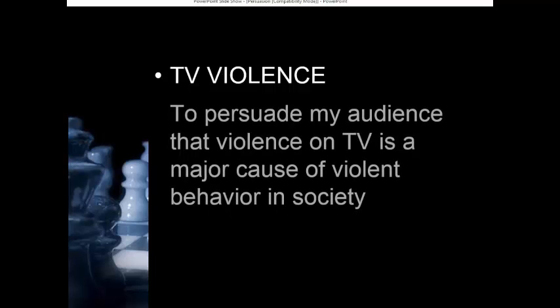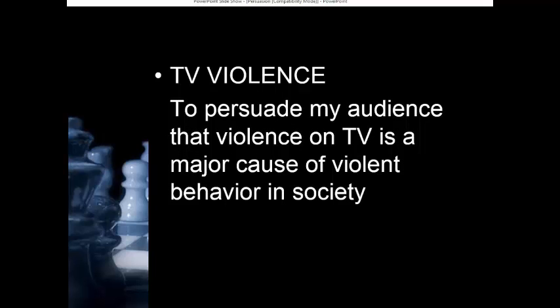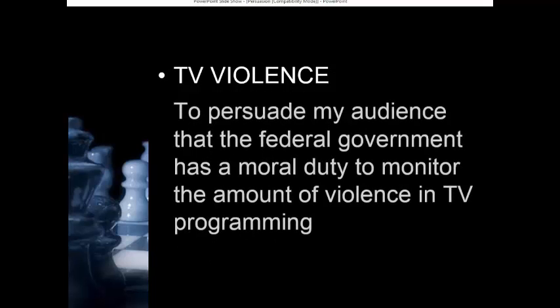Another topic. Say I want to talk about TV violence. To persuade my audience that violence on TV is a major cause of violent behavior in society, and this would be dealing with a question of fact. And by the way, there's very limited research that supports this position. Even though it's a fairly popular social argument, there really isn't good research to back it up. So this speech would need to have some real good evidence to convince me of this fact.